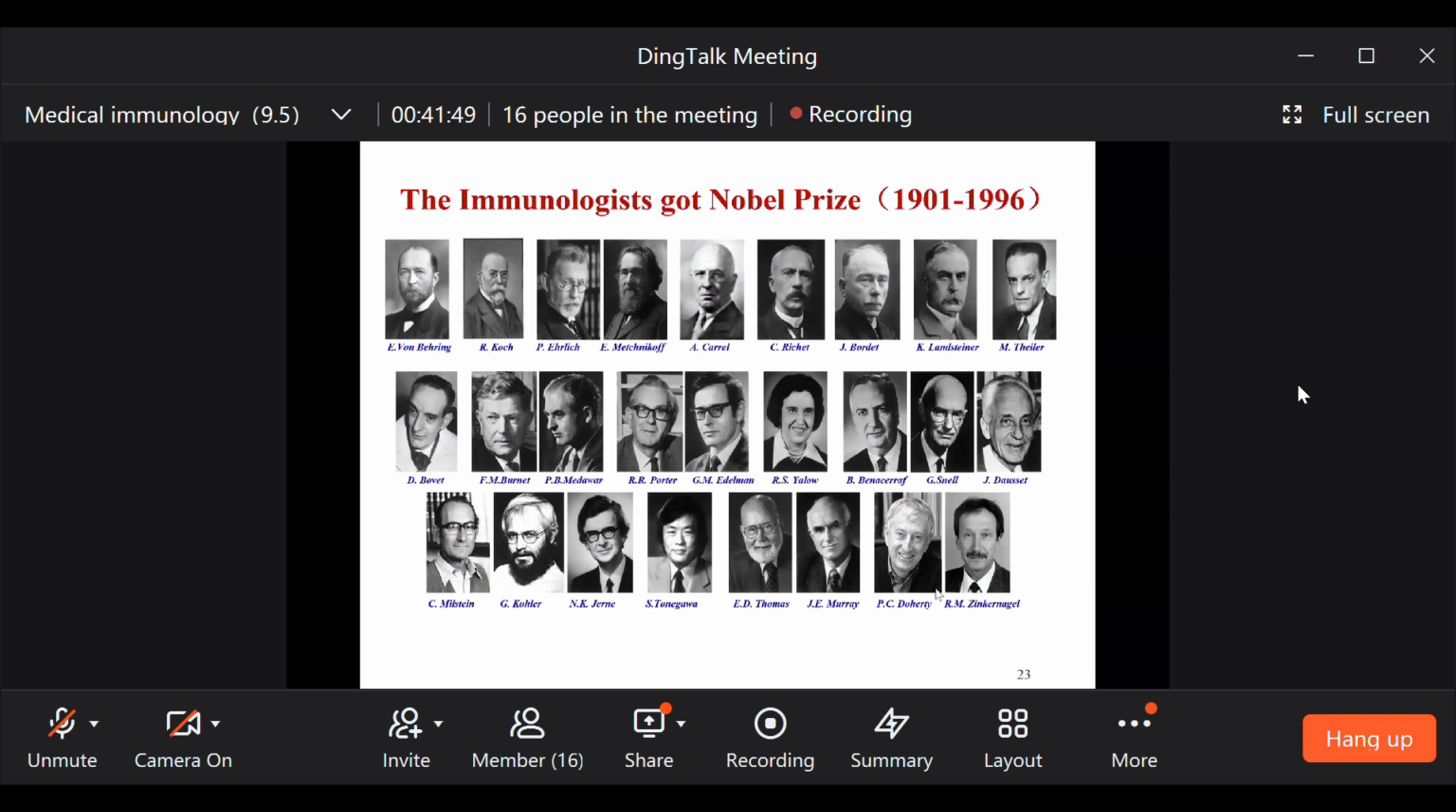And from 1901 to 1996, so many excellent immunologists performed a good job in the field of immunity. There are so many people here, and we show the key founders in the process.